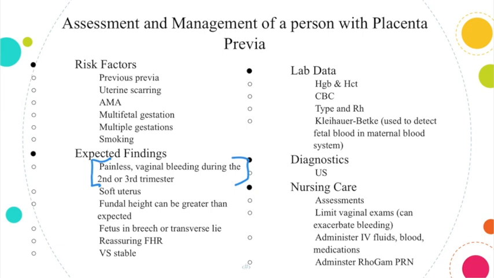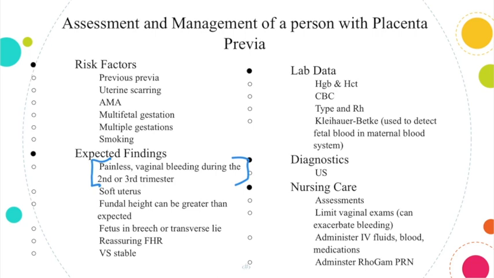So again, the classic sign of a previa, before even getting an ultrasound, is that the patient is going to present with painless vaginal bleeding during the 2nd or 3rd trimester, and the uterus is soft. There are no contractions. When you put the baby on the monitor, you are not going to see any fetal compromise because the placenta is still attached. It's just attached in the wrong place, okay?